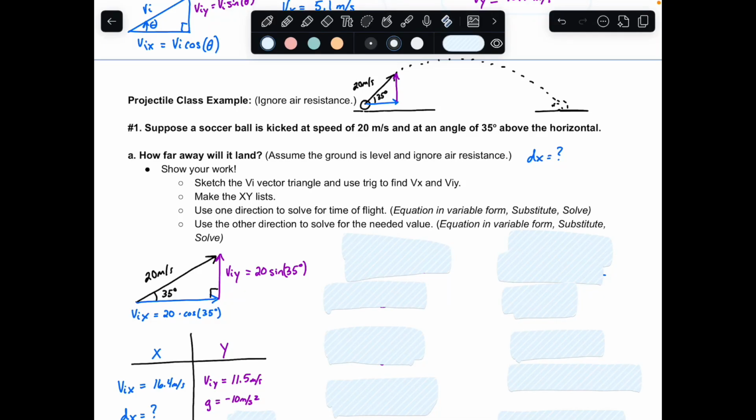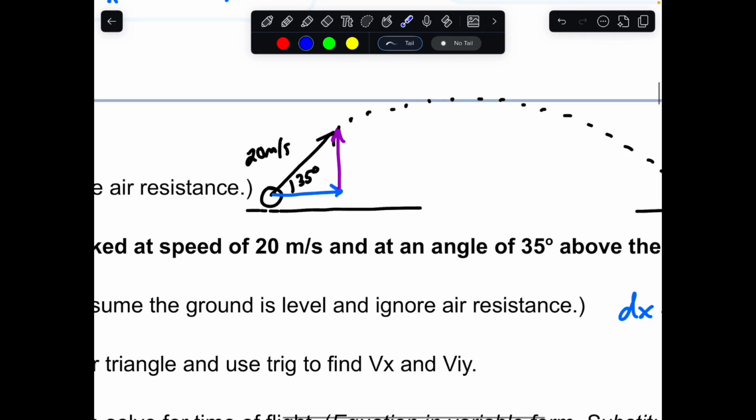Okay, class, let's put this together. Let's say, for example, we have a soccer ball that is kicked at a speed of 20 meters per second at an angle of 35 degrees above the horizontal. So I'm going to draw that sketch, and it might look somewhat like this, where we have the 20 meters per second as our initial velocity.